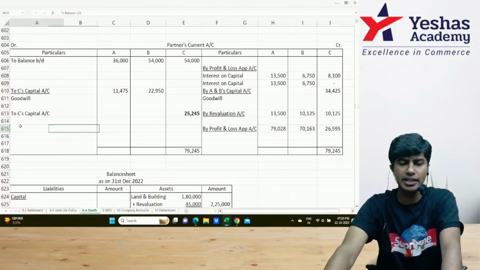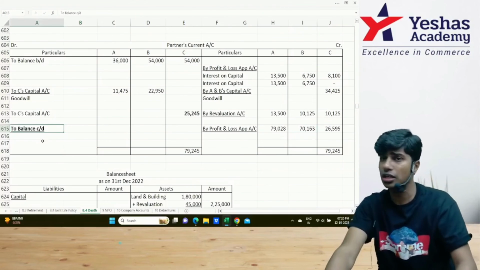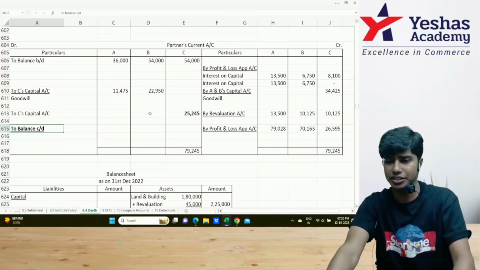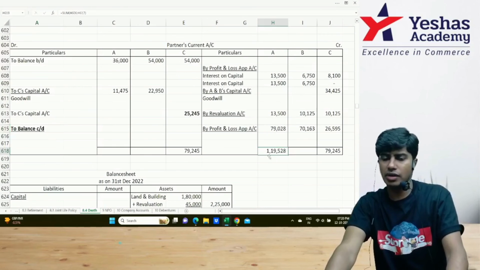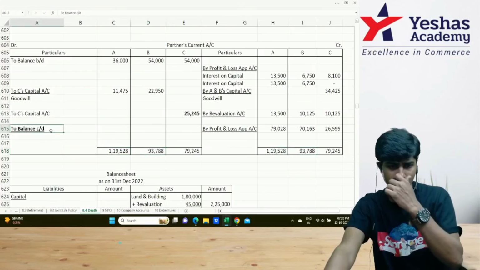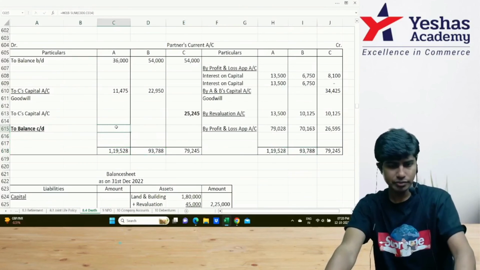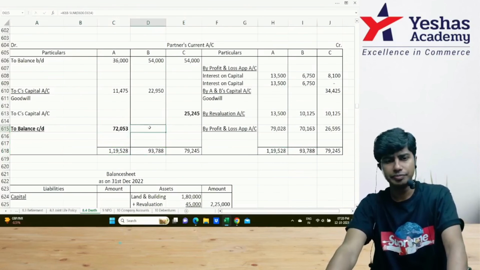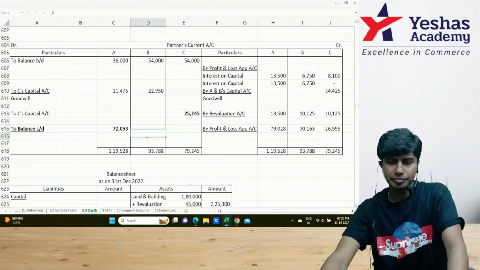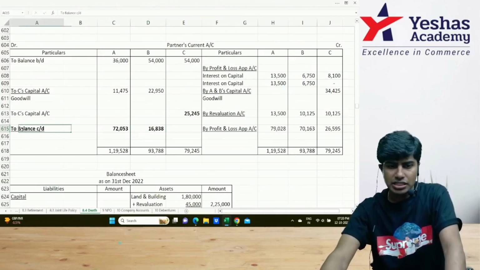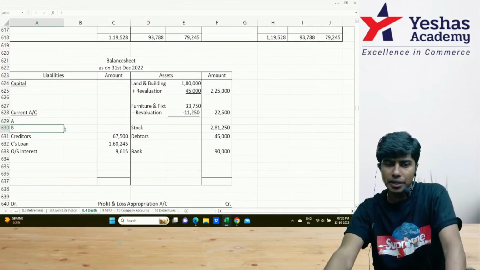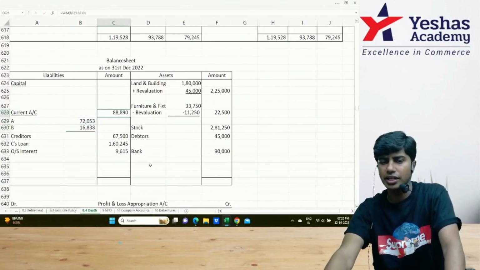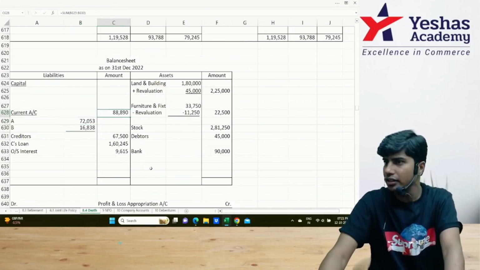Close the current account balance and write balance carried on. If A and B, you need not transfer it to capital. It will appear like that only in the balance sheet. Total 26, 29, 39, 39 plus 79, 1,19,528. If I write 1,19,528 here and 93,788 here, what is the balance carried on here? 72,053 here. What do we get? 16,838. So this 72,053 and 16,838, I'll write in our balance sheet A, B. 72,053 and 16,838 together 88,890.